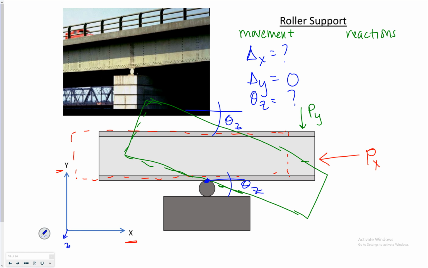So at a roller support, the only movement that is constrained is my deflection in the Y direction. The beam can move horizontally and it can rotate about the Z-axis. Now if I talk about reactions, there's a force in the X direction, a reaction in the Y direction, and a moment about Z.